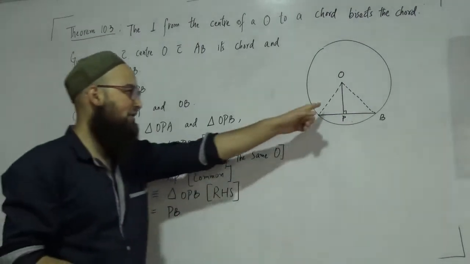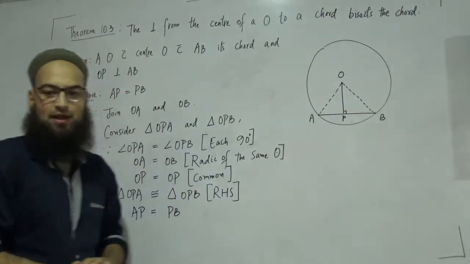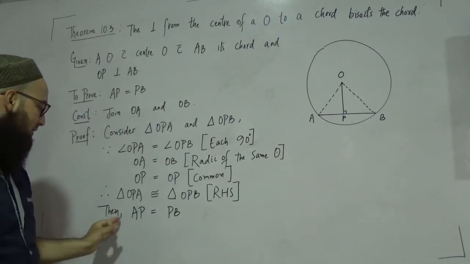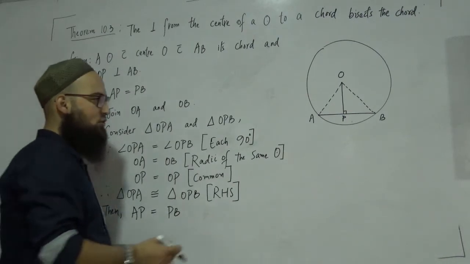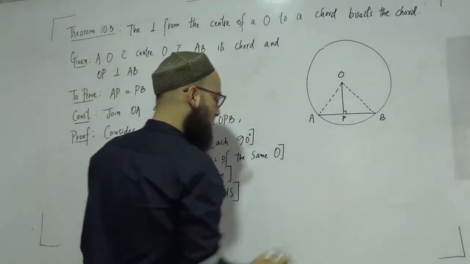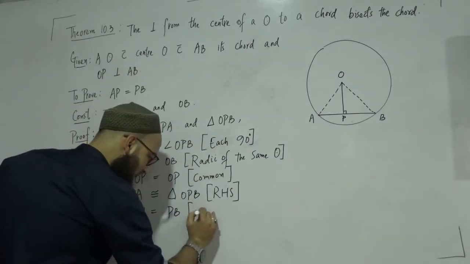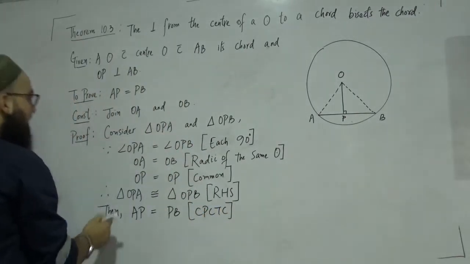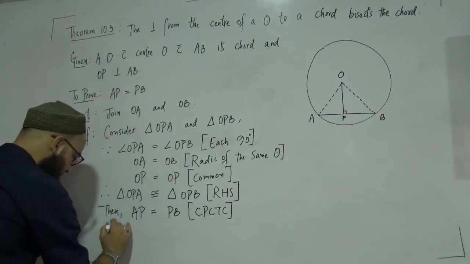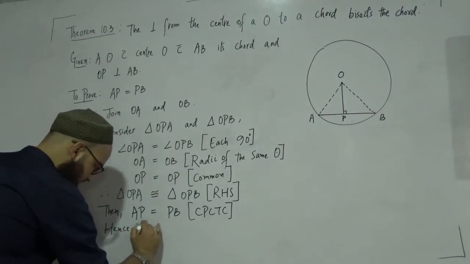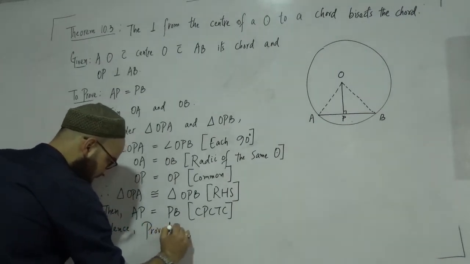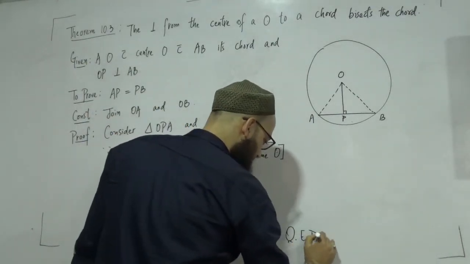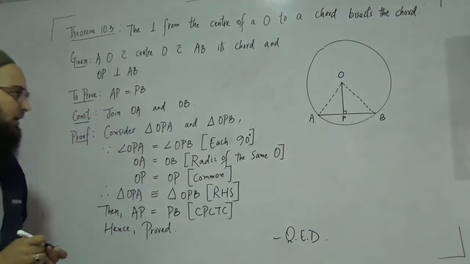Now since we proved that this triangle is congruent to this triangle by the right angle hypotenuse side congruency axiom, we can say AP is equal to PB by CPCTC. And we are done. Hence proved. Quod erat demonstrandum. Okay, make a note.